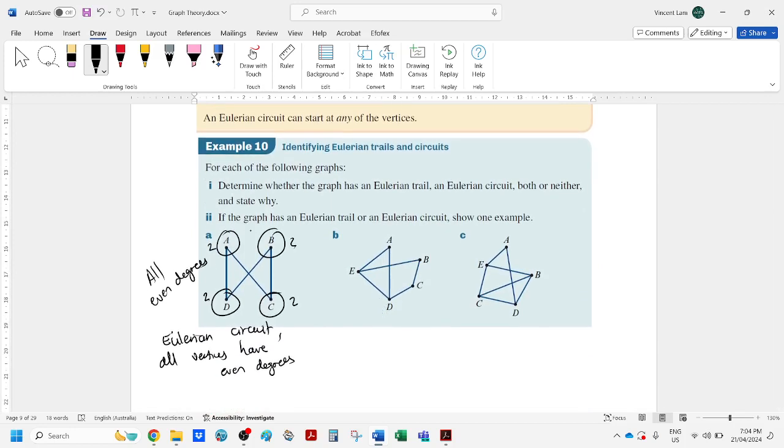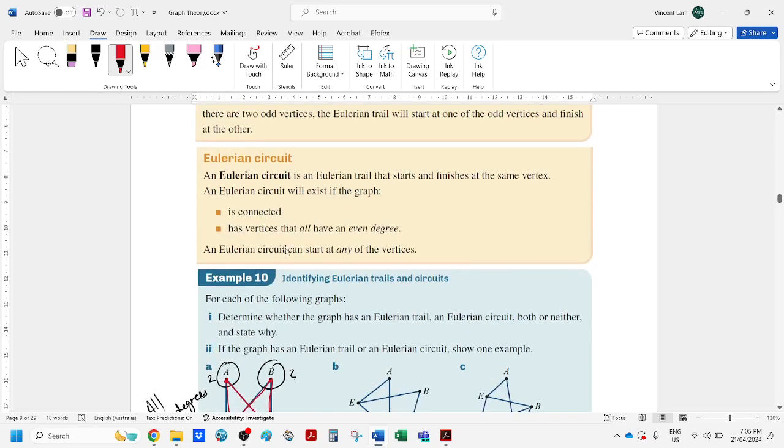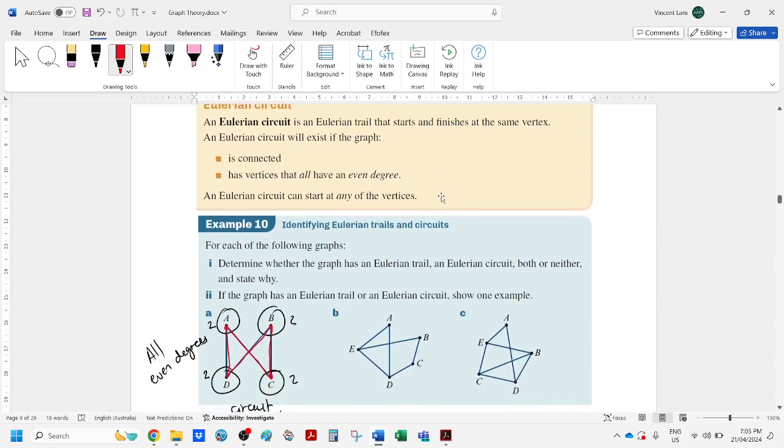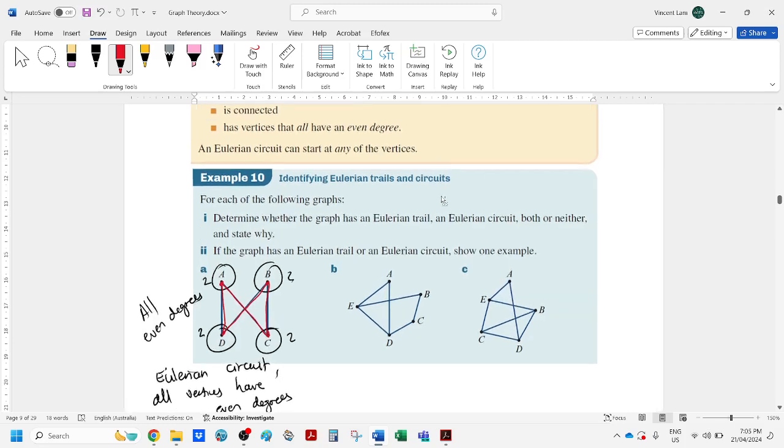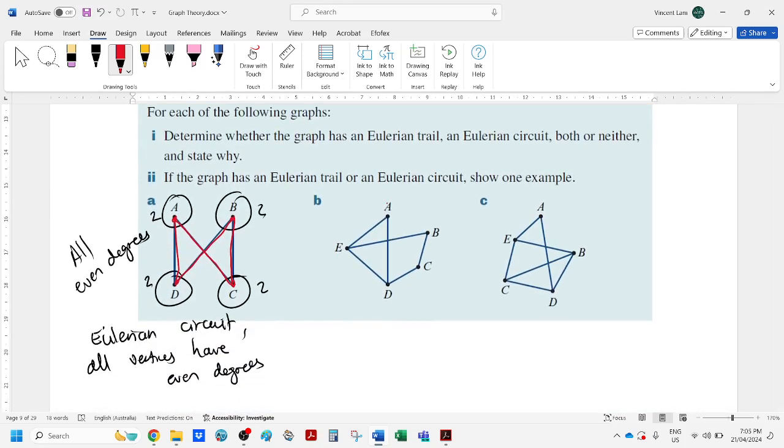And then part double I just wants you to create one of them, show it as an example. So I'll go A to D to B to C back to A. So that is an Eulerian circuit, and an Eulerian circuit starts and finishes at the same vertex and has vertices that are all even degrees. Okay. All right, let's look at this next one. This is 2, 2. Don't be lazy. It's good to circle and write like I am here. 3 and 3. All right.